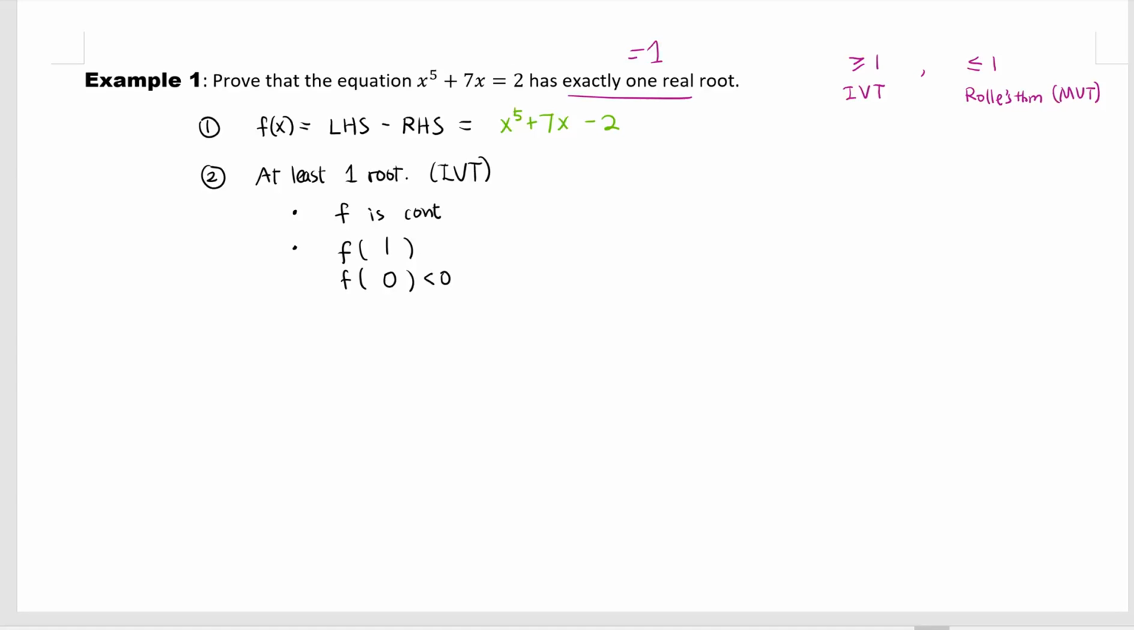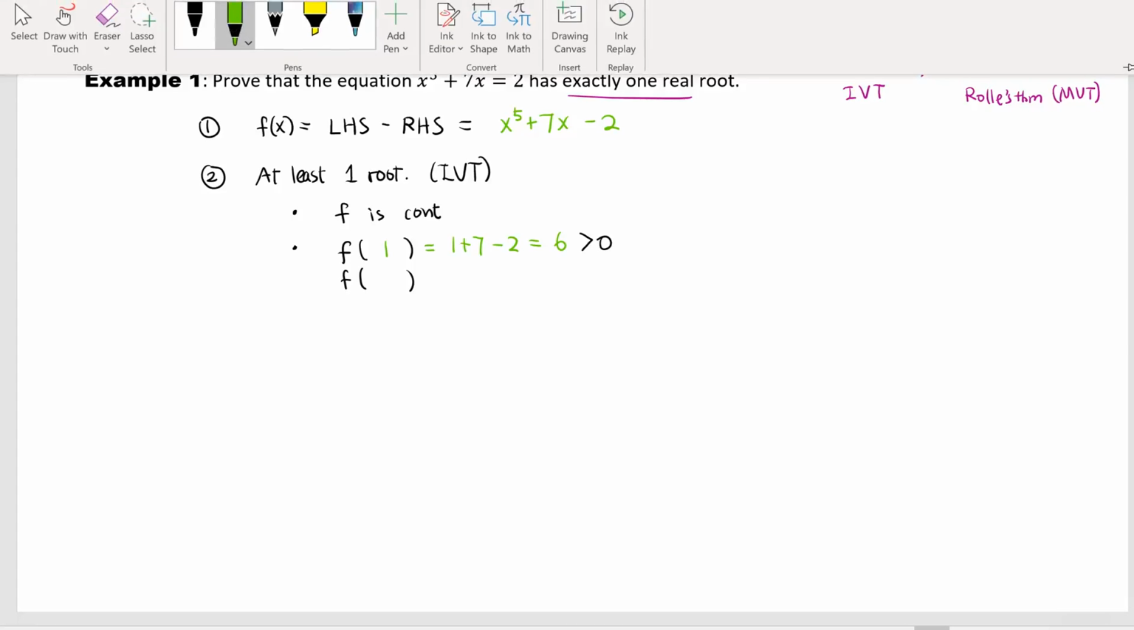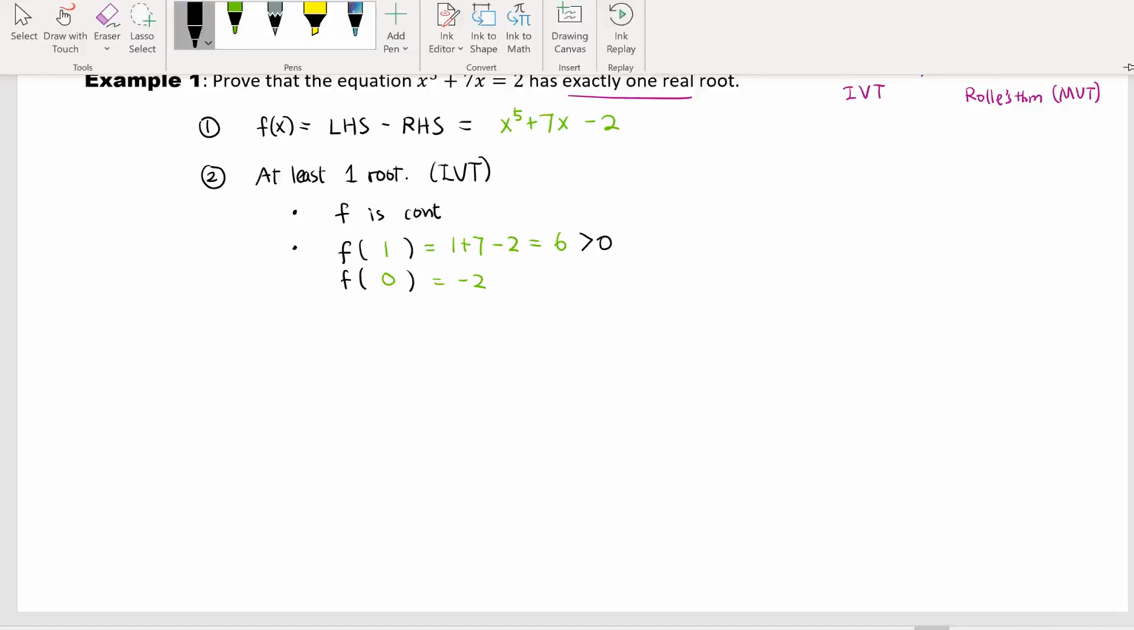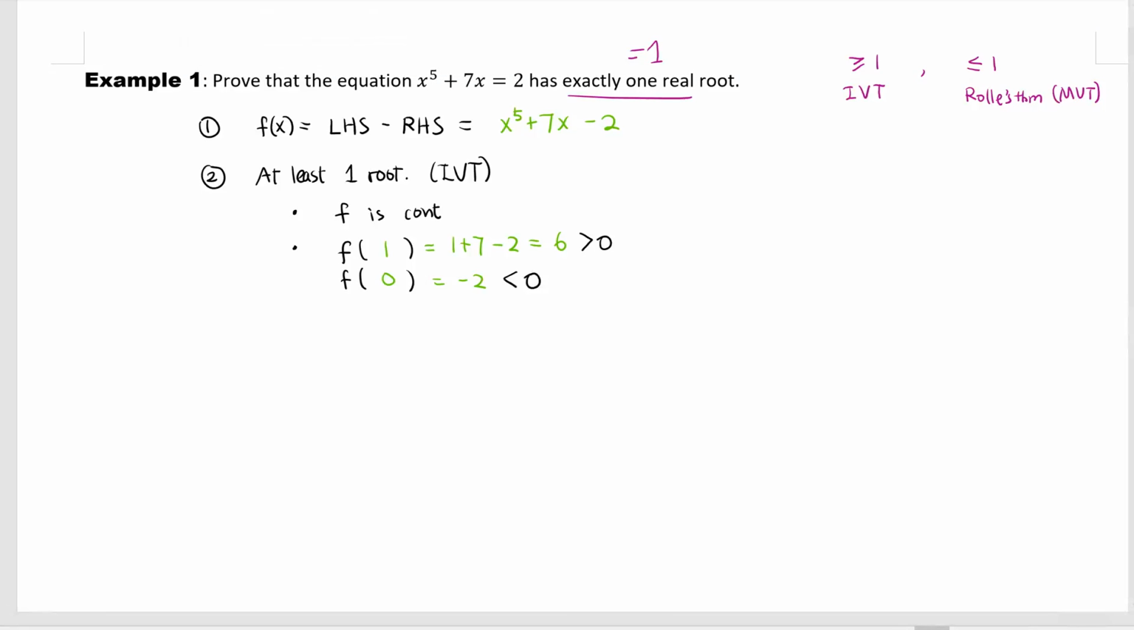I should use the green color for it because in a different problem this might change. So here we plug in 1. We get 1 plus 7 minus 2. That is 6. So 6 is positive. Next we plug in 0, and we get -2. -2 is negative. So we find a number such that f of that number is positive, and another number such that f of that number is negative. That is the hypothesis of the intermediate value theorem.